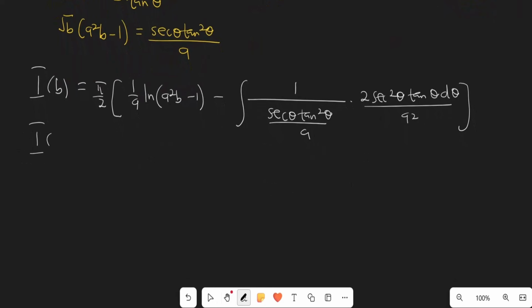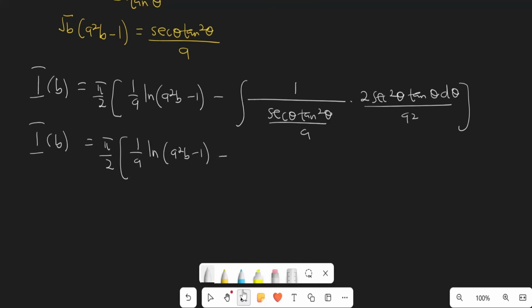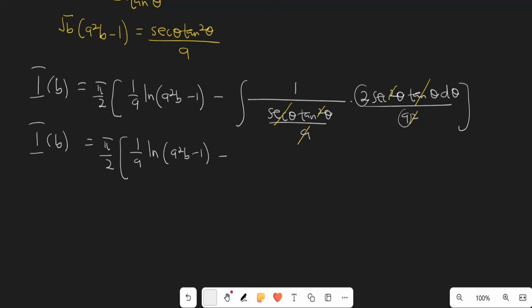So far so good. I of b is equal to pi over 2, right? Then 1 over a, and then we have the ln of a squared b minus 1 minus, there's going to be a lot of cancellation here. So this a is going to cancel one a squared here. There is secant of theta, which is cancelling one secant of theta. There is tangent of theta here, which is cancelling one tangent of theta, right? So what is left? So this is 2 over a now, which is left. This 2 and this a here is now left, which I'll bring out because it's a constant.